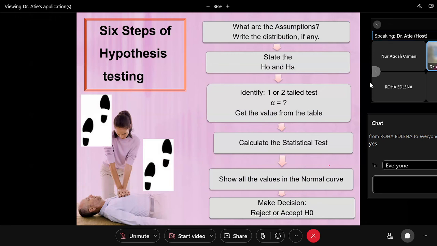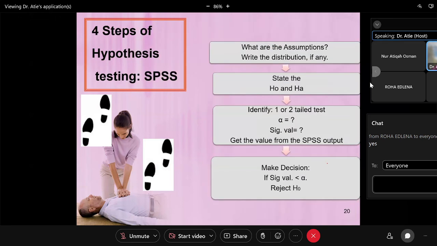So we have 6 steps of hypothesis testing, but we are not going to use those. Instead, we are going to use these 4 steps because we are using SPSS in order to check the answers that we obtained using the critical value approach just now. So what do we need to have? The first step, no matter what, you need to write the distribution. We have 2 kinds of distribution.